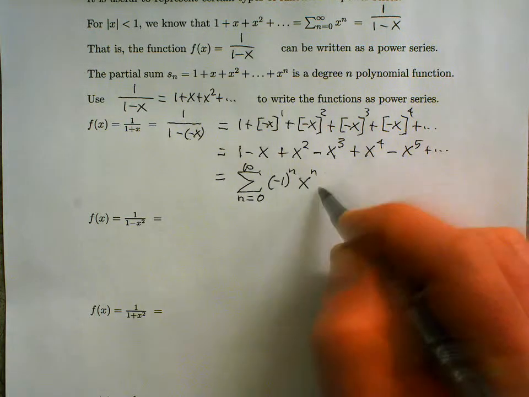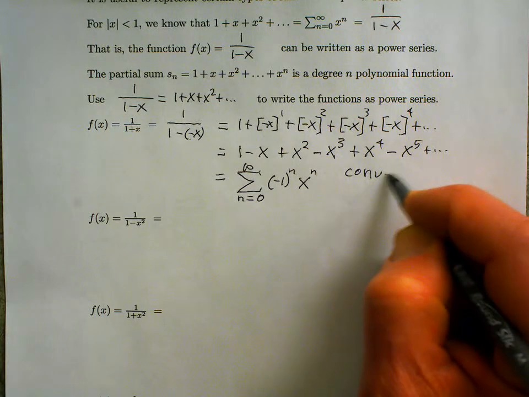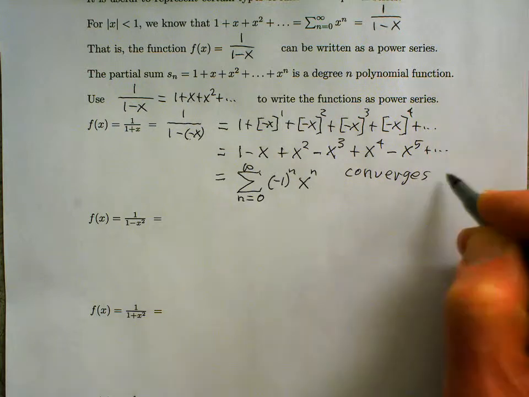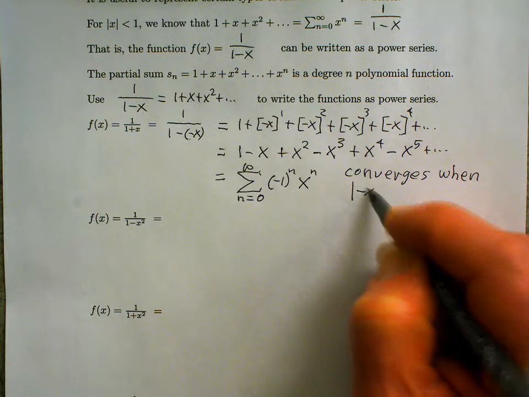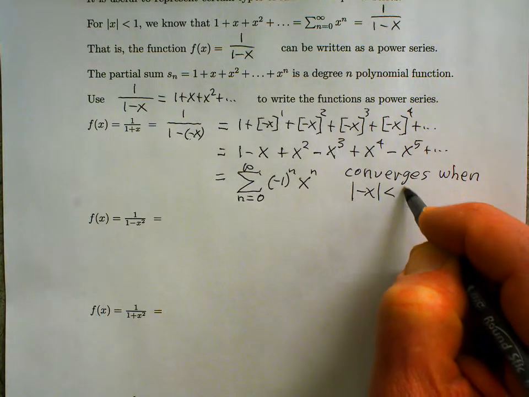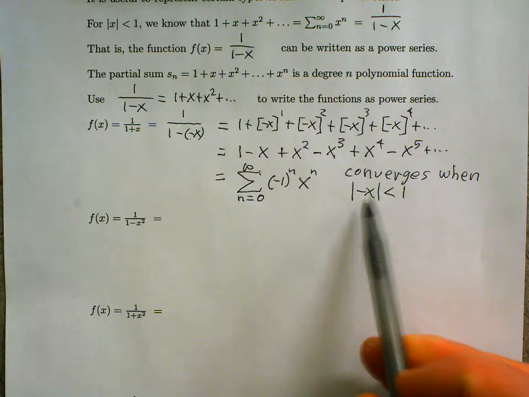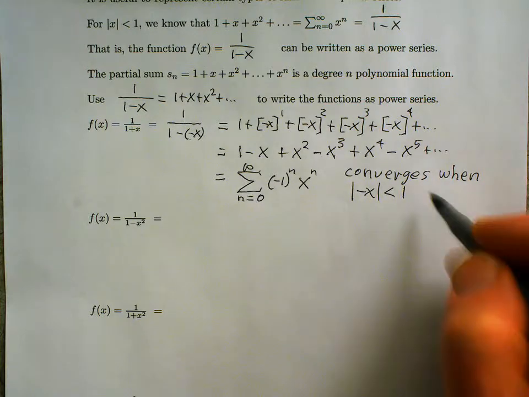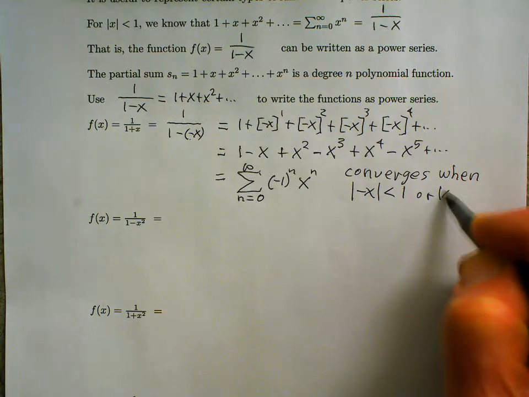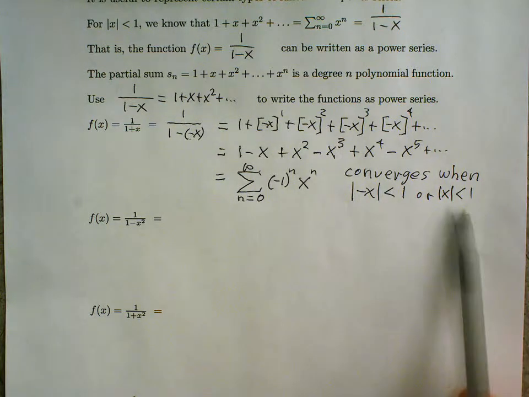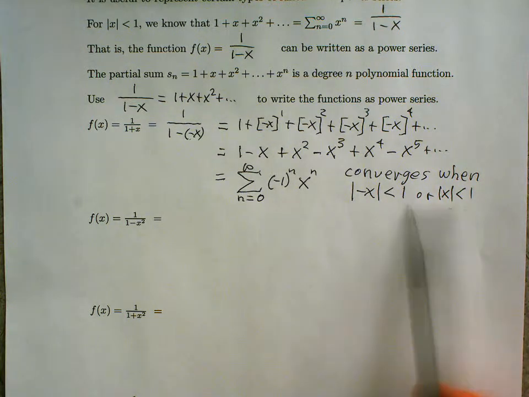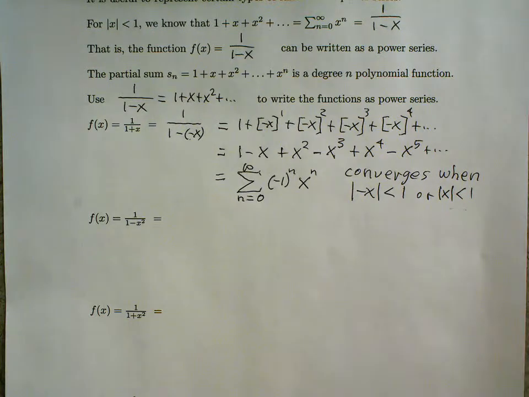Okay, so this converges when the absolute value of negative x is less than 1. But the absolute value of negative x is the same as the absolute value of x, which is less than 1. So the radius of convergence is 1 in this case.